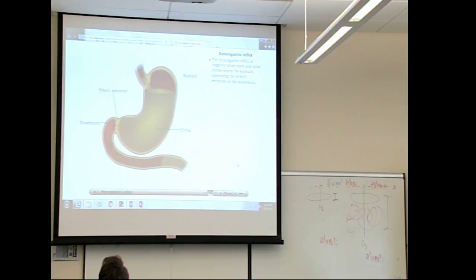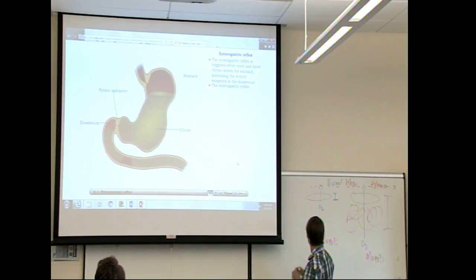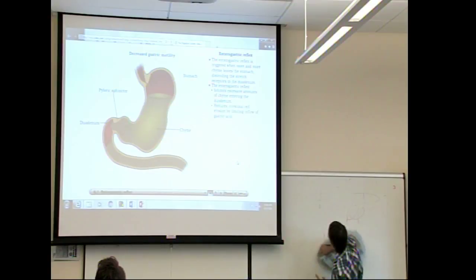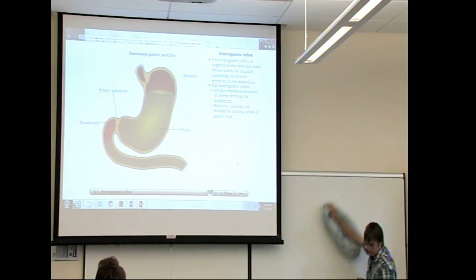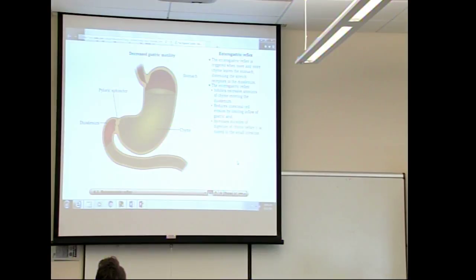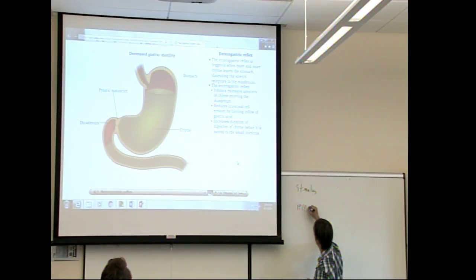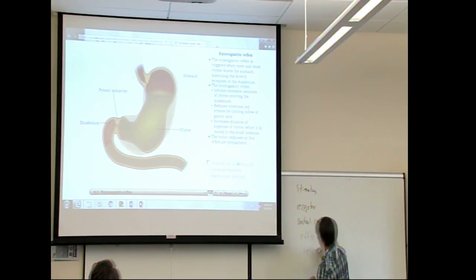As more and more chyme leaves the stomach, distension of stretch receptors in the duodenum triggers the enterogastric reflex. The enterogastric reflex has many functions. It inhibits excessive amounts of chyme from entering the duodenum. It reduces intestinal cell erosion by limiting inflow of gastric acid. And it increases the duration of the digestion of chyme. This occurs in preparation for the movement of chyme into the small intestine. The motor impulses in the enterogastric reflex are sympathetic.